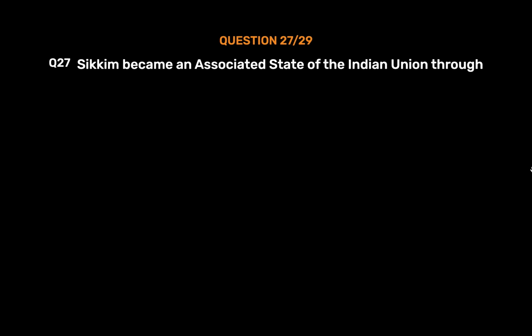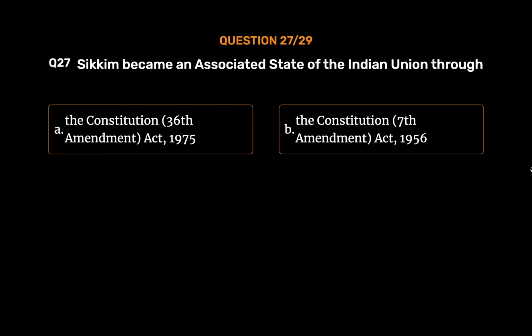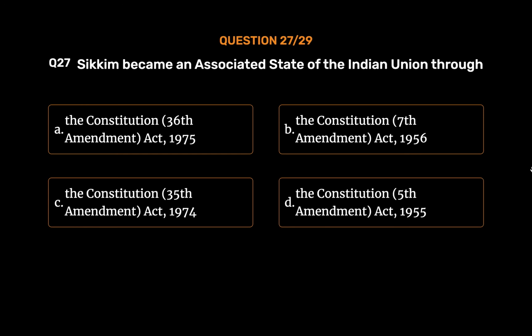Question number 27. Sikkim became an associated state of the Indian Union through option A. The Constitution, 36th Amendment, Act, 1975. Option B. The Constitution, 7th Amendment, Act, 1956. Option C. The Constitution, 35th Amendment, Act, 1974. Option D. The Constitution, 5th Amendment, Act, 1955. The correct answer is option A. The Constitution, 36th Amendment, Act, 1975.